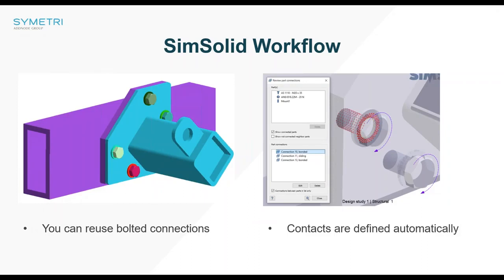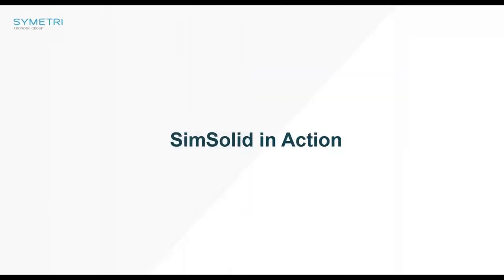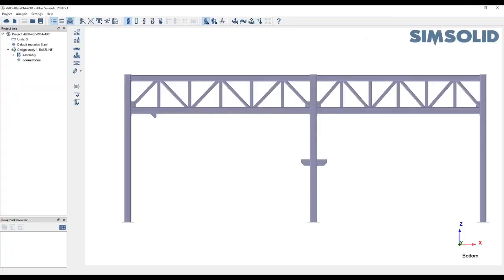So I'm not going to spend too great a time going through this example. I would suggest you look at last week's webinar to see how the bolted connections are created. I will go through it inside this example here. So I just want to go straight into SimSolid and let's see what we have.